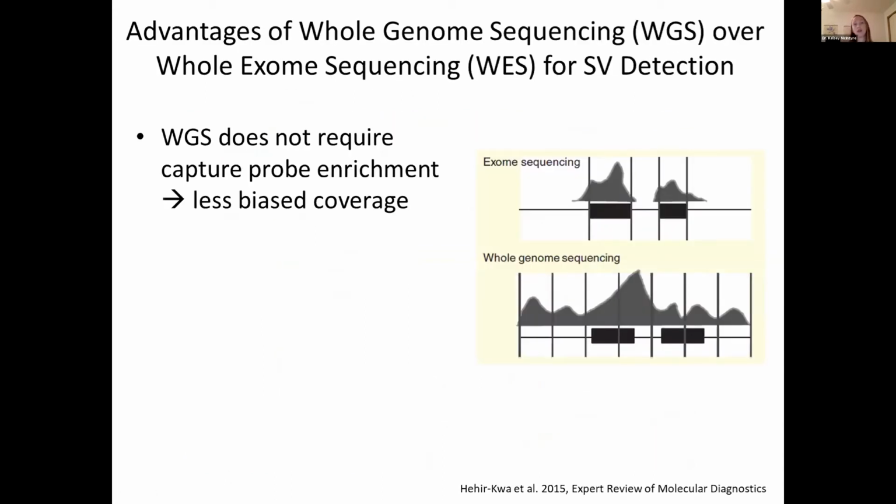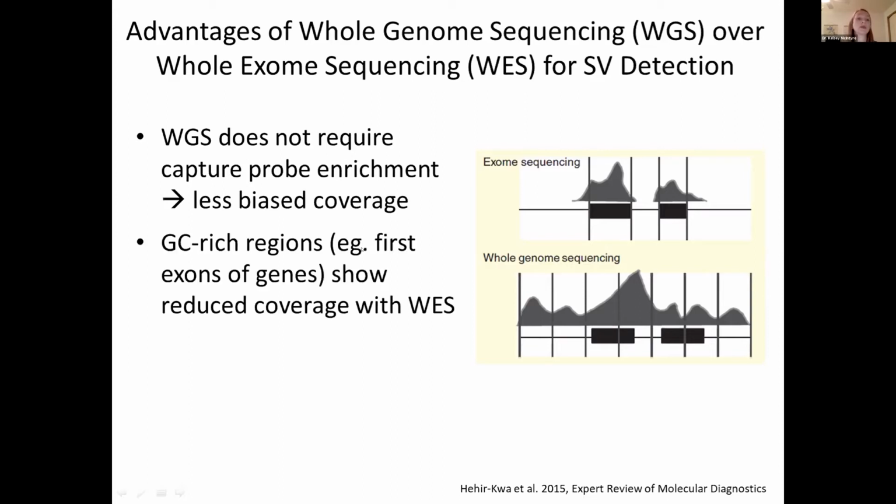So the advantages of whole genome sequencing over exome sequencing for structural variant detection are manifold. Whole genome sequencing does not require probe enrichment, like we talked about, and so you get less biased coverage. If this is your exome on top, with these black boxes representing exons, you'll get coverage only over your exons and you will not get coverage across the rest of the genome. With whole genome sequencing, yes, you will get some variability of coverage across your entire genome, but you will have some coverage across the genome, which can be normalized across these segmented windows.